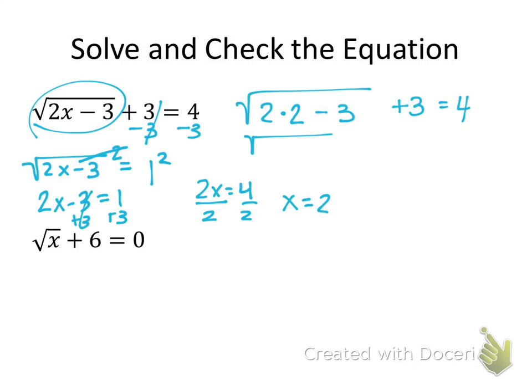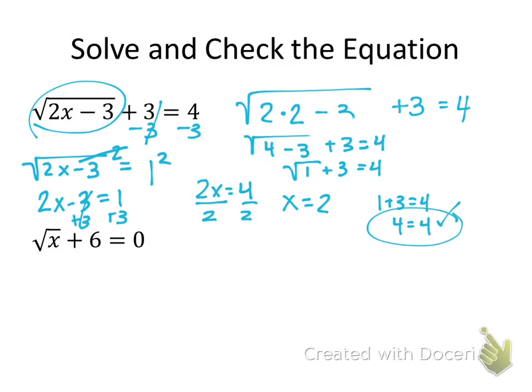So I get 2 times 2 is 4, 4 minus 3, and I get plus 3 equals 4. 4 minus 3 is the square root of 1, plus 3 equals 4. Square root of 1 is 1, 1 plus 3 equals 4, so I do know that 4 equals 4. Again, if you plug it in your calculator, at least write that right there, so I know that you did, in fact, check it. So I checked 4 does equal 4, so I know that x equals 2 is my answer. Okay, now let's do the next one.